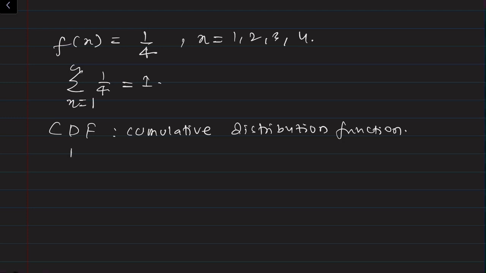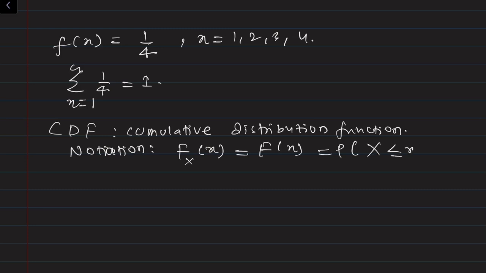So the notation for CDF, we use the capital F, or we have a different notation, up to x. So CDF is basically, we are going to add the probability up to point x. Okay, up to this point, we are going to add the probabilities. Cumulative, right?